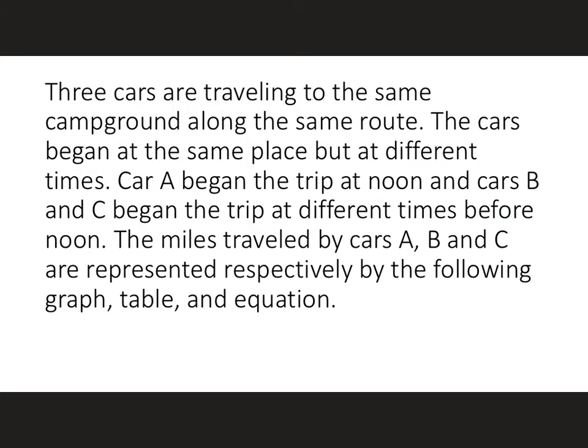So here's our first problem. 3 cars are traveling to the same campground along the same route. The cars began at the same place, but at different times. Car A began the trip at noon, and cars B and C began the trip at different times before noon. The miles traveled by cars A, B, and C are represented respectively by the following graph, table, and equation.